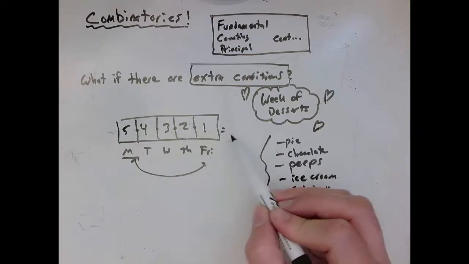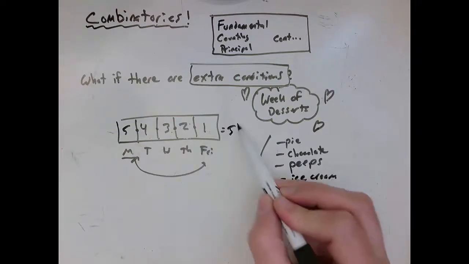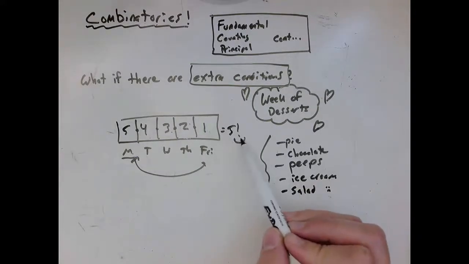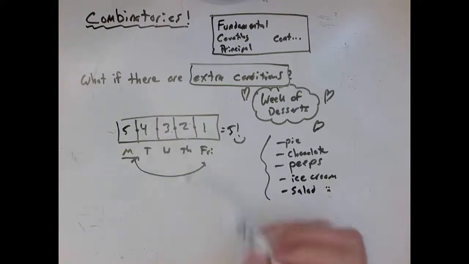So you might not know a good notation for this yet. This exclamation mark is called factorial. And 5 factorial literally means 5 times 4 times 3 times 2 times 1. We'll get to that in the next video, though, which is about permutations.